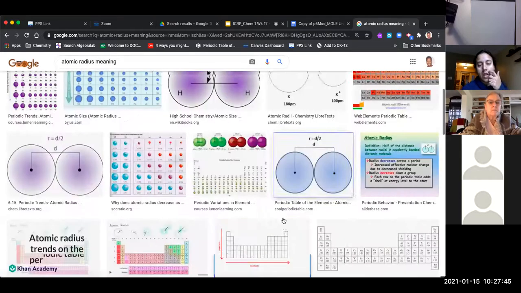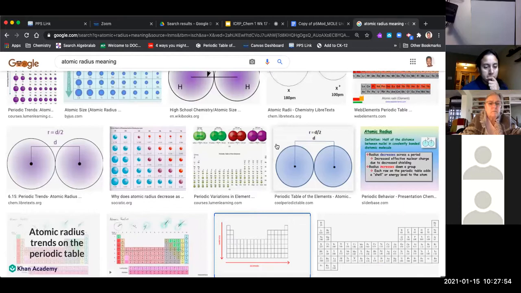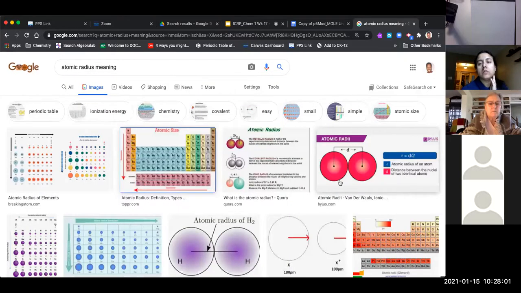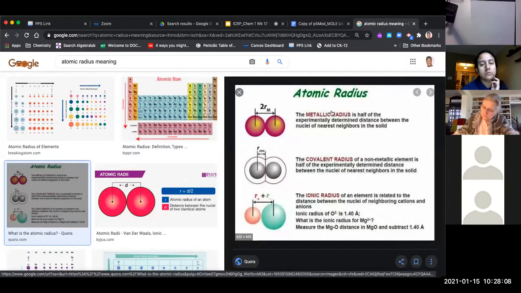Let's scroll down and look at these pictures. The atomic radius is a measure from the nucleus to the outside of an element. Here, they're showing you molecules. So atomic radius in general, and here's a slide, right? When we start thinking about the size of an element, one way we can look at it is to think about its radius, how it behaves when it's bonded.